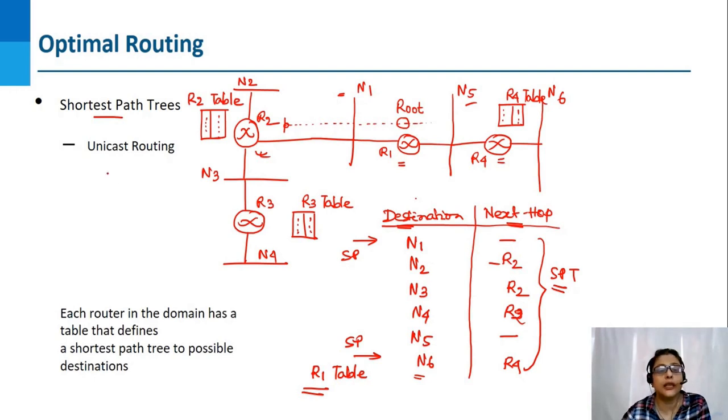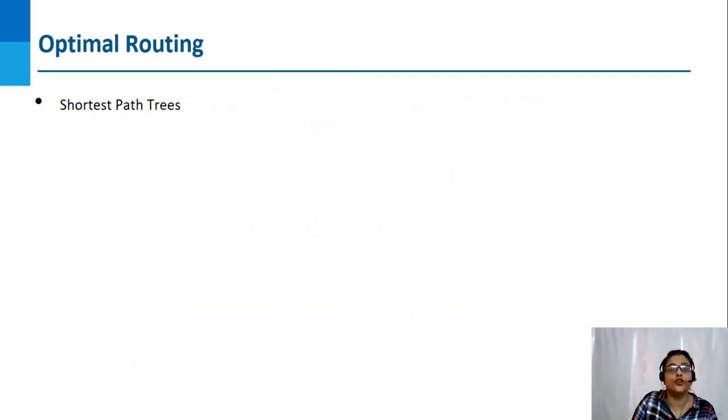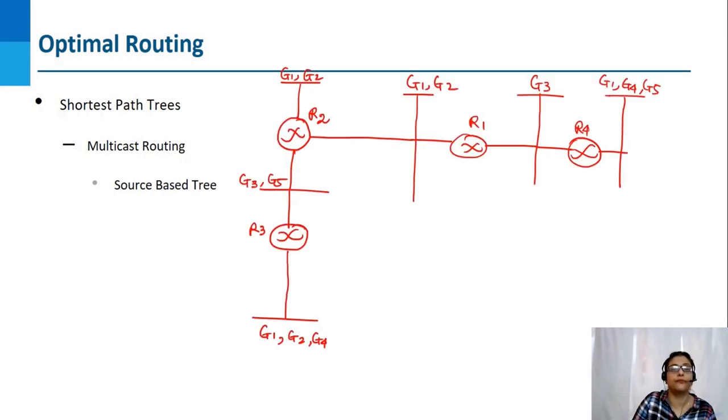So each router in this domain will have a table that will define a shortest path tree to possible destinations. Next, let us consider shortest path trees for multicast routing. Now, in multicast routing, there is a term known as source-based tree and group-based tree. Let us understand what a source-based tree is all about.